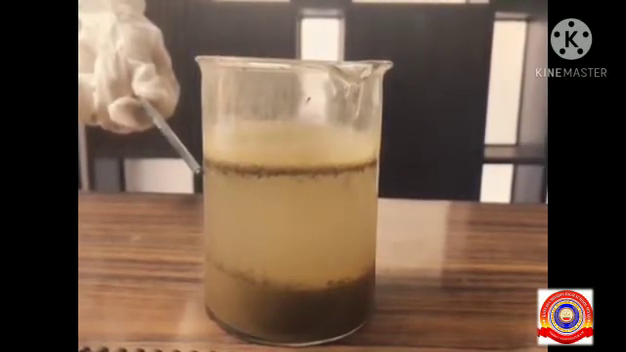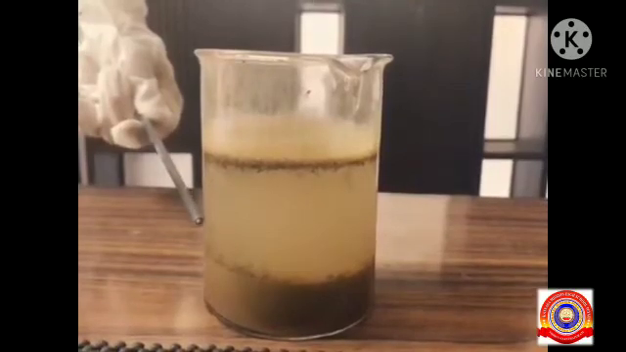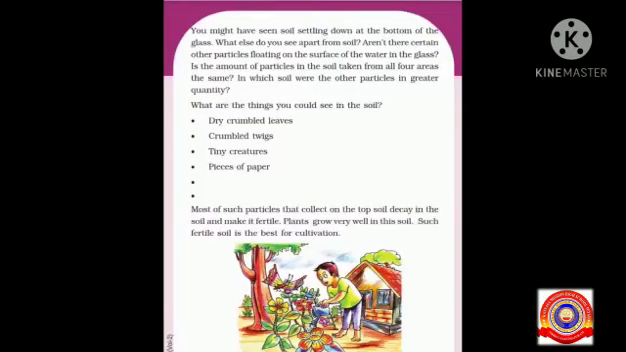So this is the experiment to identify the composition of soil. Which are the things we can see in the soil? Yes, dry crumbled leaves. Crumbled leaves means broken leaves. Then crumbled twigs. Twigs means small branches. Then pieces of paper. You have to write down the other two things that you see in the soil.